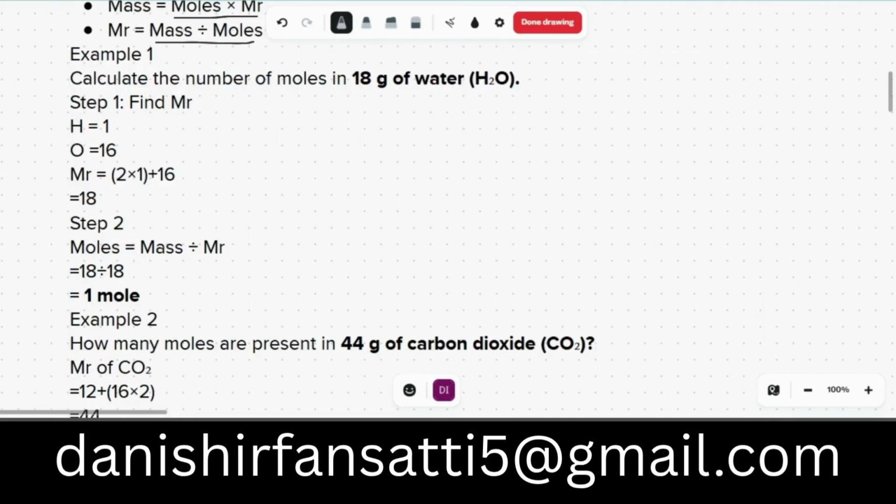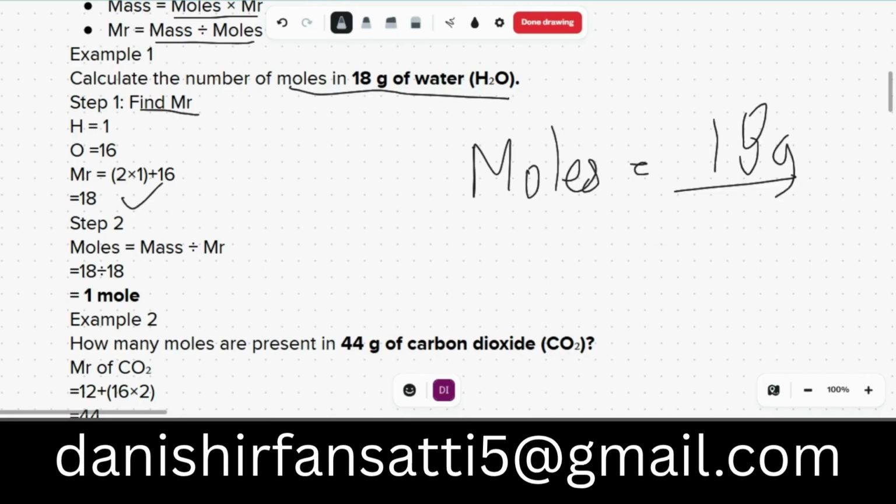The first question is, calculate the number of moles in 18 grams of water. Step 1 is to find Mr. Mr is the sum of all the Ar values of the elements in H2O. We have two hydrogen, so 2 multiplied by 1 is 2, plus 16, the Ar for oxygen, gives 18. Now moles is equal to mass, 18 grams, over Mr, also 18. That gives us 1 mole.